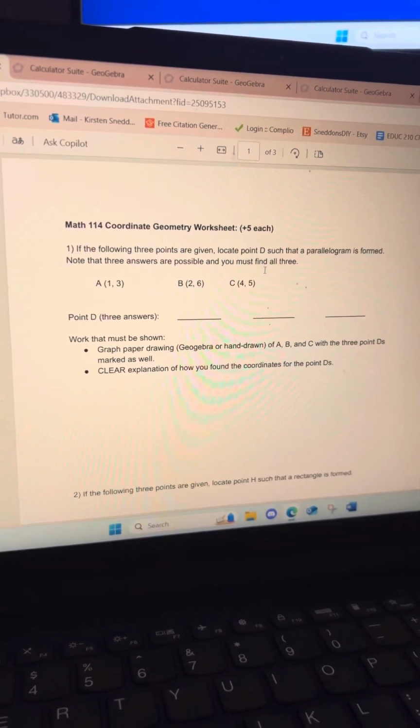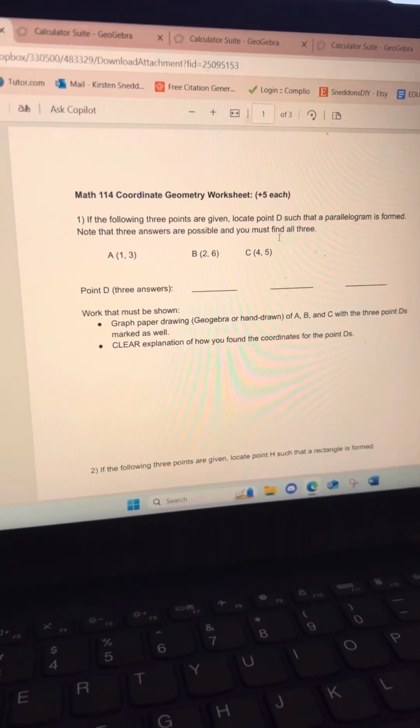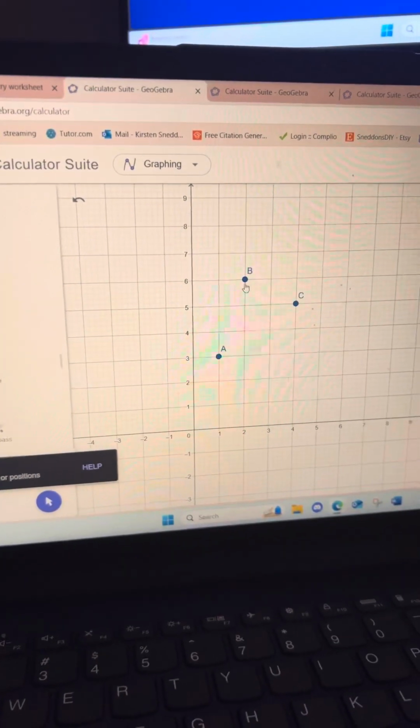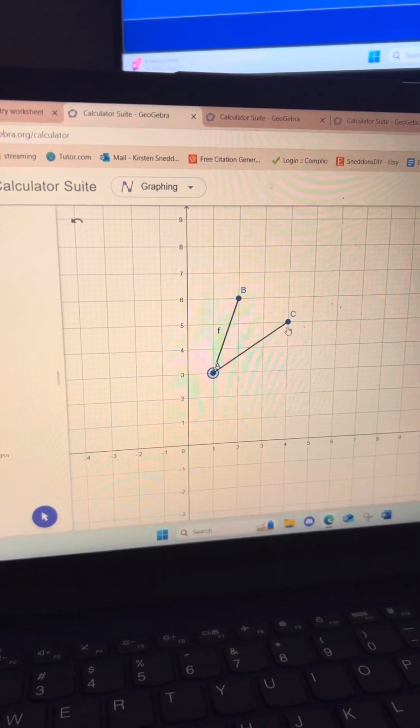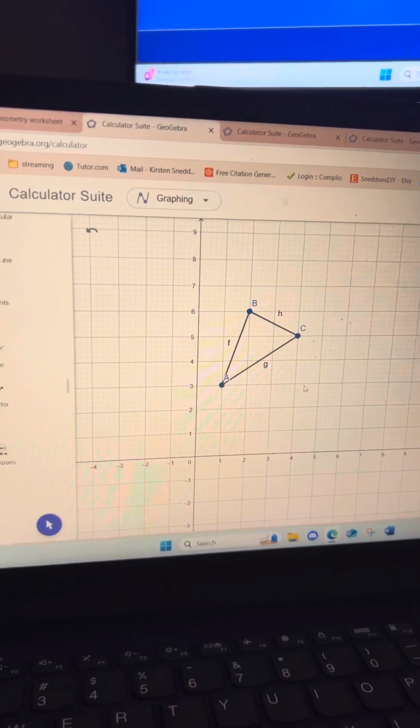And the points are (1, 3), (2, 6), and (4, 5). I have graphed the points, now I'm just connecting them. So it makes a triangle. So then I did the vector equation.